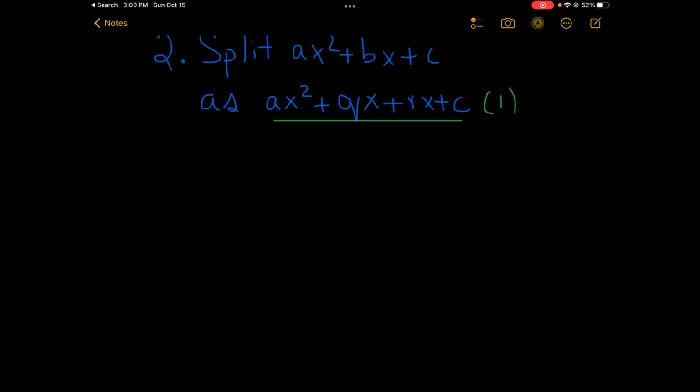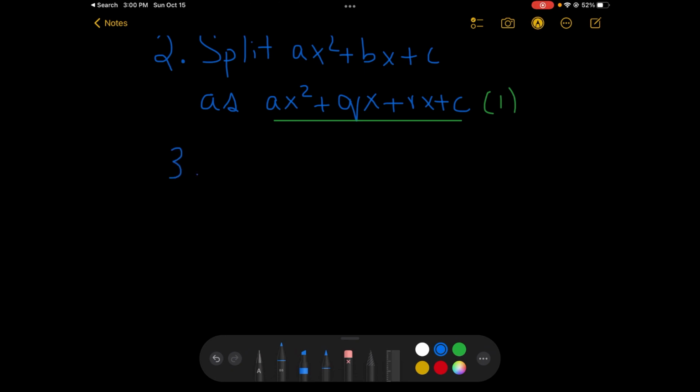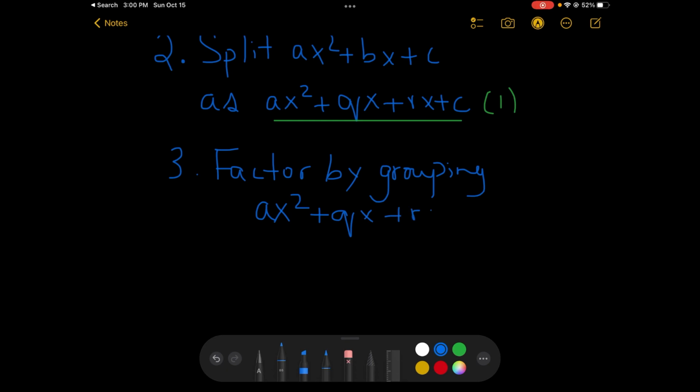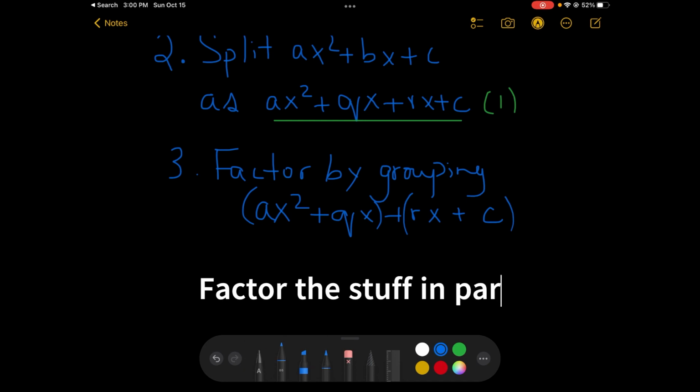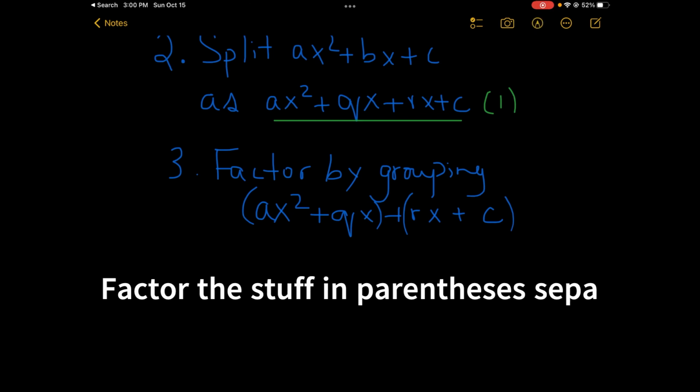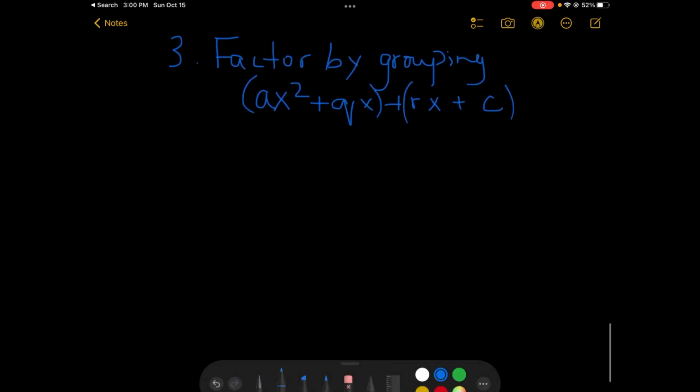And now you'd factor by grouping. Factor by grouping, which would look something like this, right? You have ax squared plus qx plus rx plus c, right? You would split the quadratic. I mean, you would factor the expressions in parentheses. So let's look at an example to understand how that works, right?